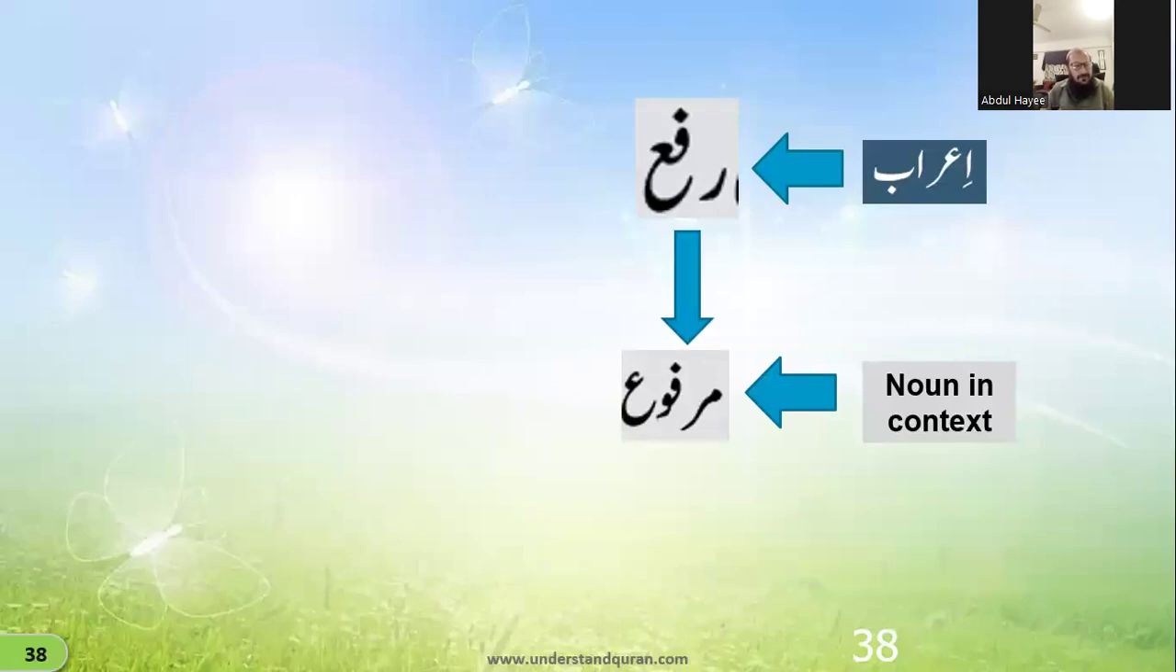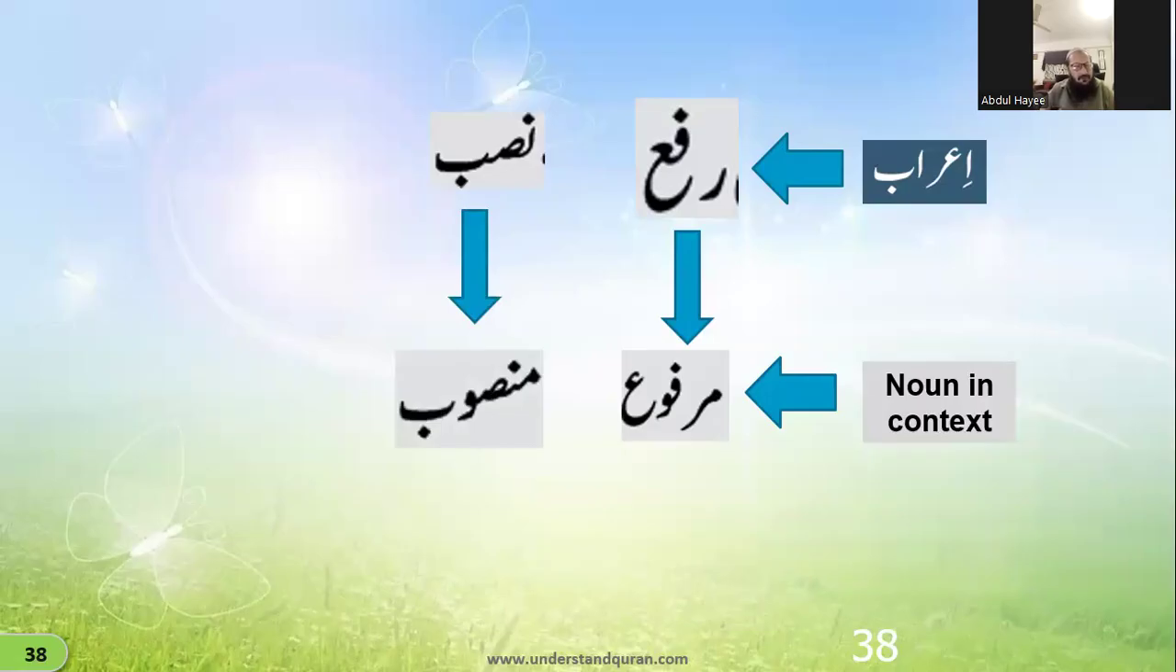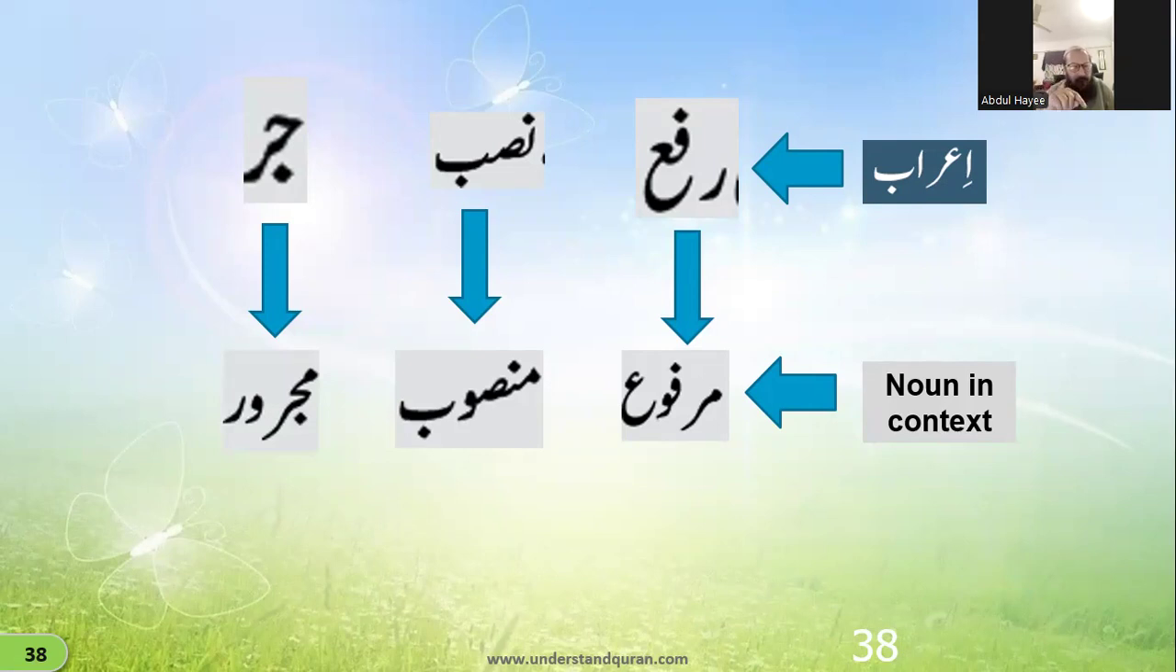When the i'rab is nasb, meaning fatha, that word will be called mansoob. The noun is mansoob. When there is jar, meaning the kasra, that is called jar. The word which has jar will be called majroor. So the word itself is called marfu, mansoob, majroor, and their state is called raf, nasb, jar. Raf means having dhamma, nasb means having fatha, jar means having kasra.